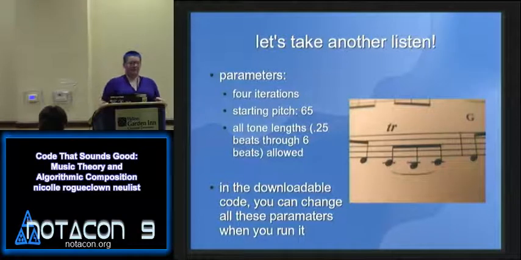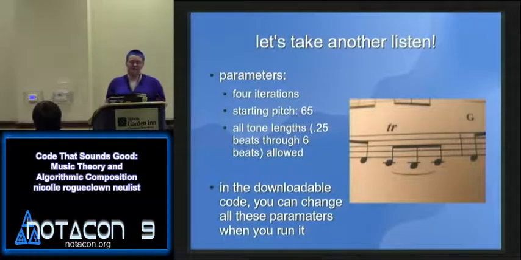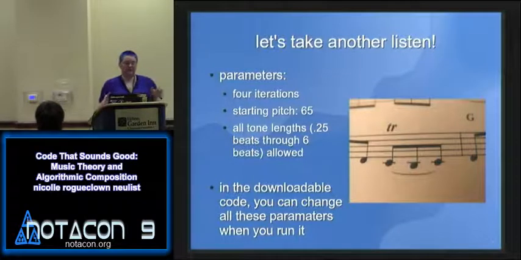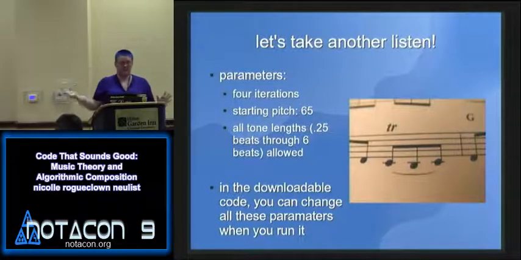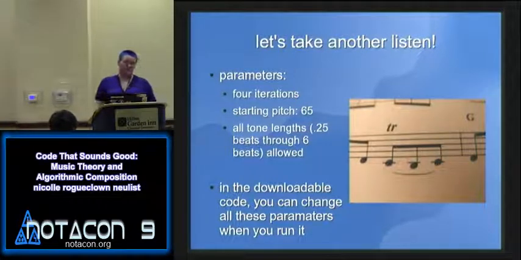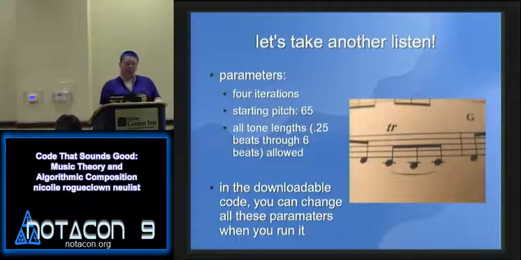That's based on the code snippets that I was just showing. 4 iterations through the tone row. It starts at a 65, which is the F sharp above middle C for those keeping score at home, but still a very mid-range type note. All tone lengths, everything from 1/4 of a beat to 6 beats, are allowed. I think I set the tempo at 150 beats per minute just so it wouldn't drag on. I think I tried 120 for my first draft of that example and thought, this is probably going to take over a minute and I only have an hour up here.